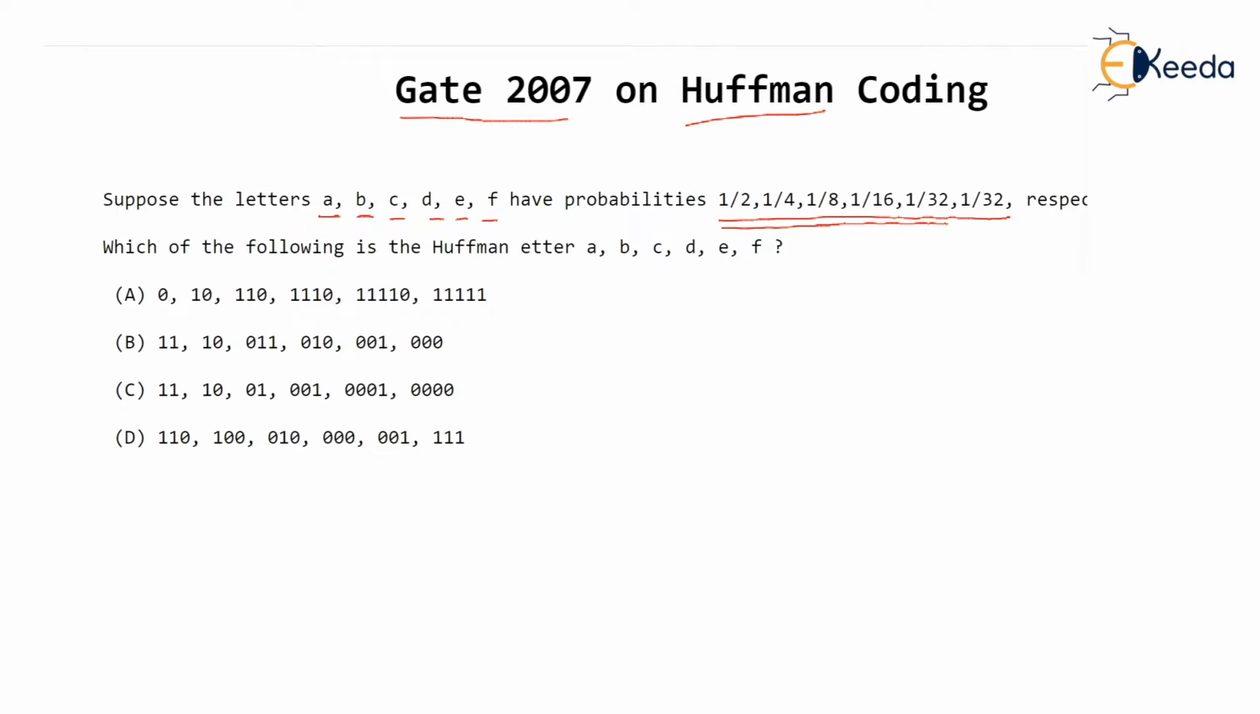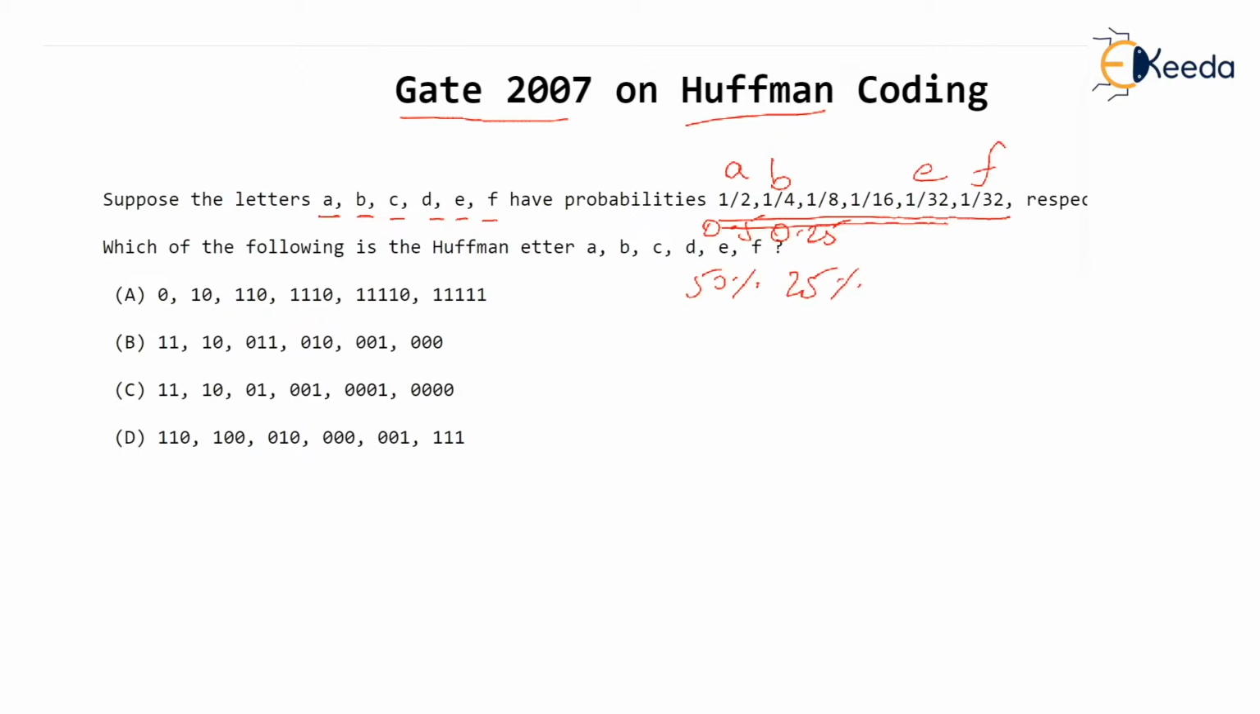What they are saying is probability of A occurring in a message is 1 by 2. That is, it is 0.5. That is 50%. 50% of the times A occurs. That means the probability with which A occurs, the frequency with which A occurs, is maximum. Similarly, probability of B is 1 by 4. That is 0.25. That is 25% of the times in the entire message B occurs. And the least you can see is E and F. E and F occur very less times because their probability is very low.